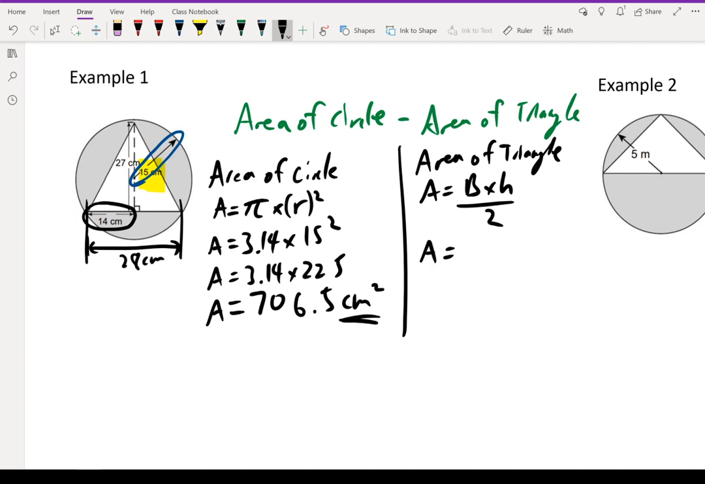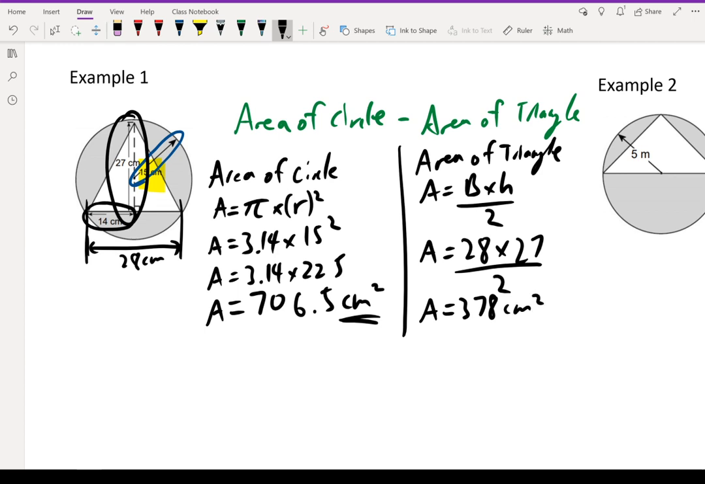So area is equal to 28 times the height, which is this over here. The height of the triangle is 27 cm. So times 27, all of that divided by 2. And then I will allow you to use your calculators this time. 28 times 27, all divided by 2. And that will give you A is equal to 378 centimeters squared.